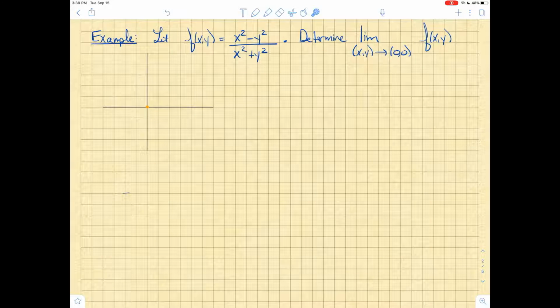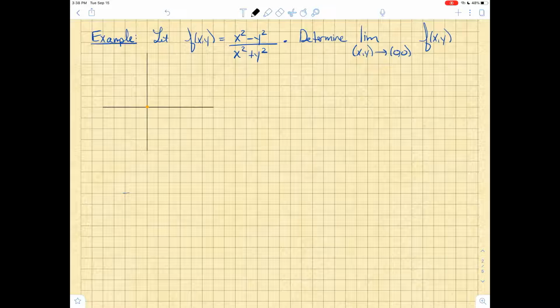And there are sort of 2 clear paths to get to (0, 0). You can go along the x-axis, and you can go along the y-axis as well. And so let's study those paths. Another path that's nice to check is along the line y equals x. Typically, one of those 3 paths does it.